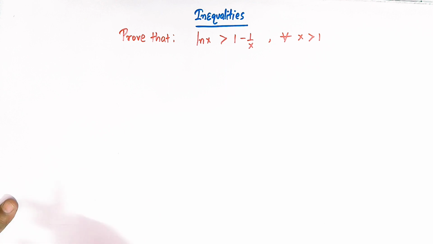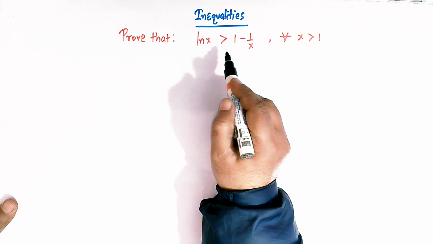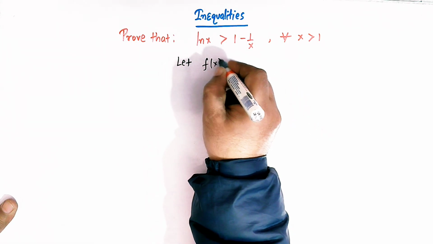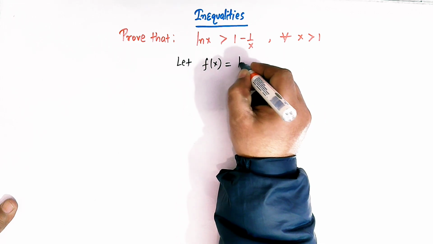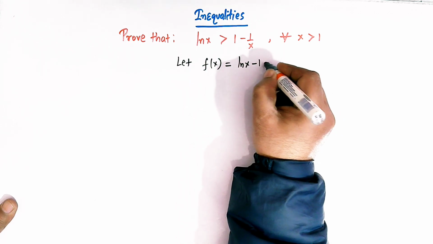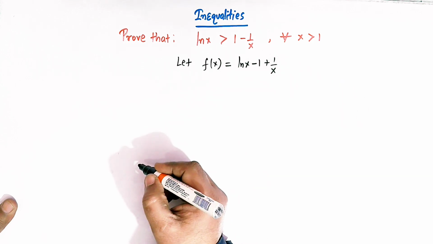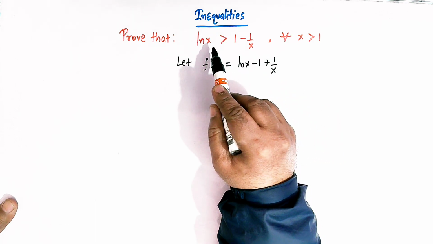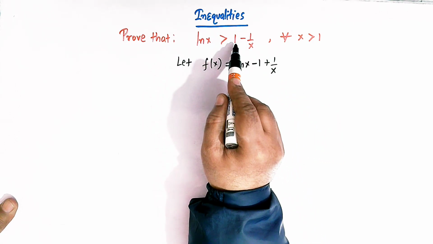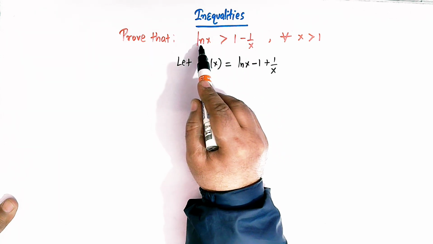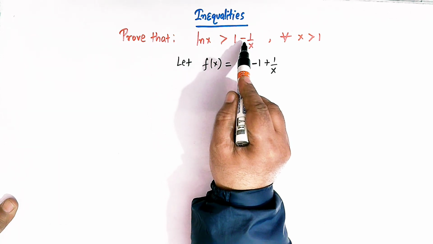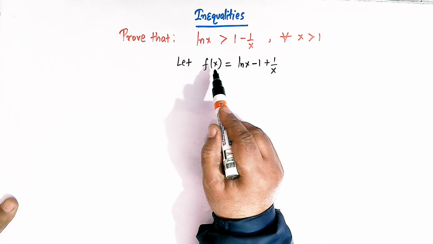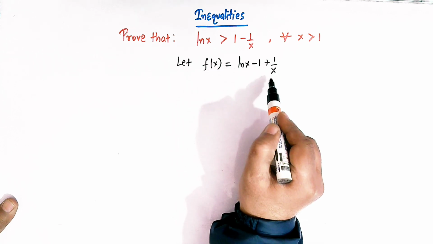The first step is to frame a suitable function. We'll take a function f of x equal to log of x minus 1 plus 1 over x. We can frame the function using the inequality itself: if we take these two terms to this side, we get log of x minus 1 plus 1 over x. So we take f of x as log x minus 1 plus 1 over x.